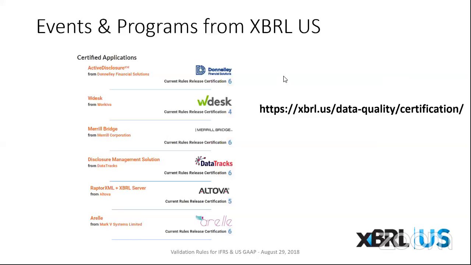Rule set 6 includes everything from rule sets 5, 4, 3, 2, and 1. Shortly, once we finalize rule set 7, you'll see these numbers switching to the current rules release certification of 7 for those applications that are certified to run with that rule set. So check this website. It will give you a good sense of which applications are certified to work with the rules and have been tested to run them successfully. Essentially, that's what certification means. We run all of our rules through these applications to make sure that they run appropriately and provide the proper error messages.